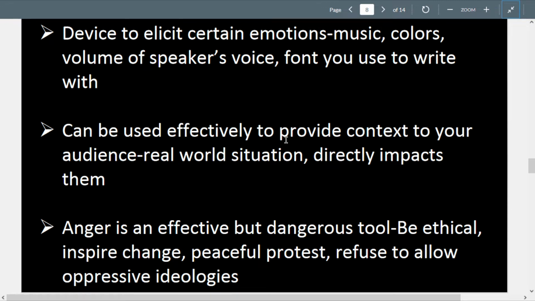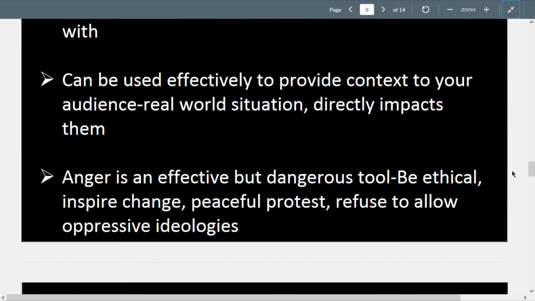Pathos can be used effectively to provide context to your audience. Real world situation directly impacts them, right? You talk about, like in your literacy narratives, you gave me real world situations, things that affected your writing, and things that might have directly impacted your audience too. They could have had some similar real world situations with their writing, right? So things like that. That's pathos.